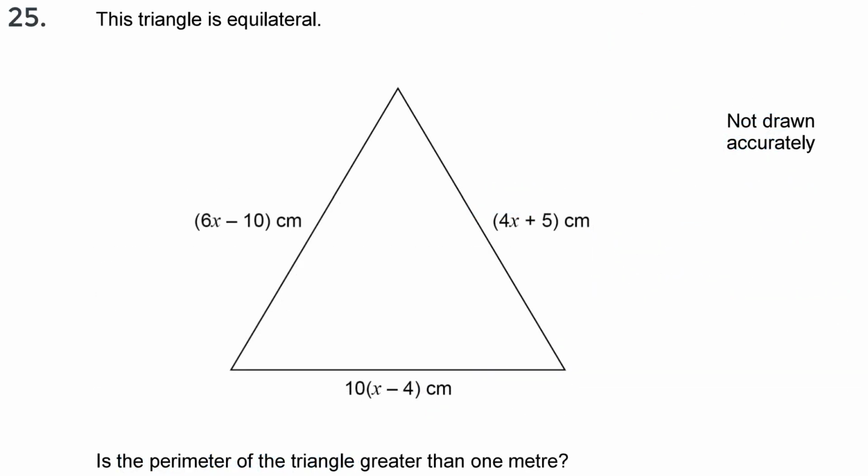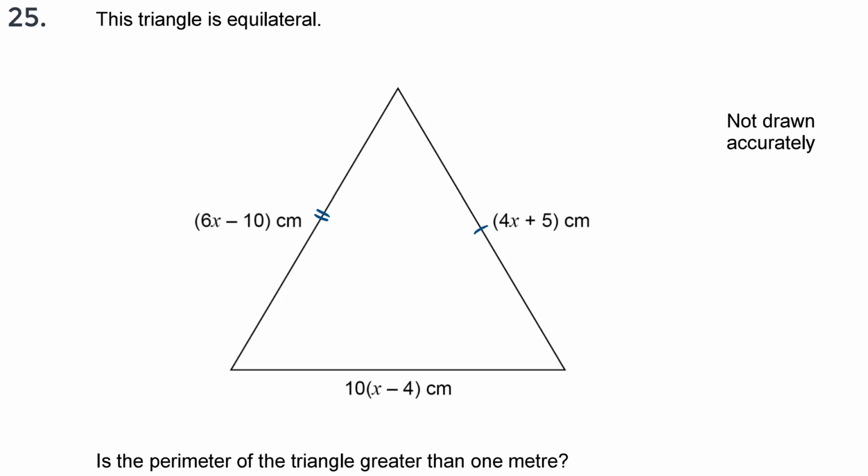This triangle is equilateral. Is the perimeter of the triangle greater than 1 meter? You must show your working. So I've been given 3 sides of an equilateral triangle, but each side has been given algebraically, and it's a different algebraic expression.